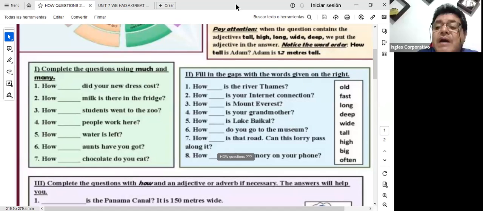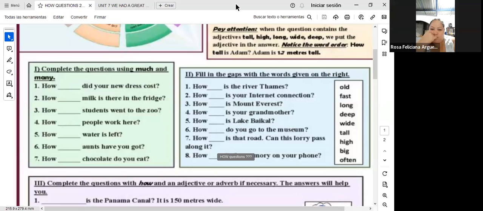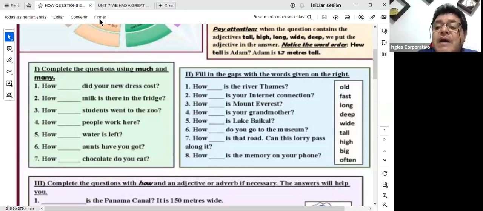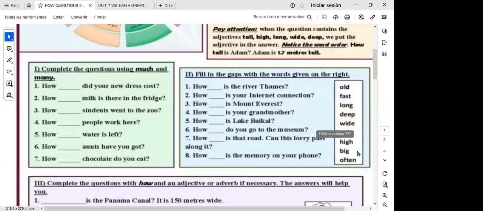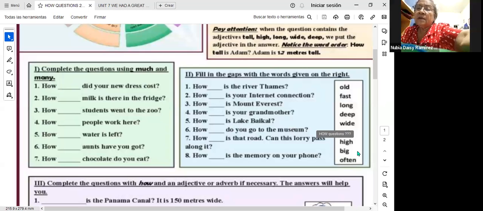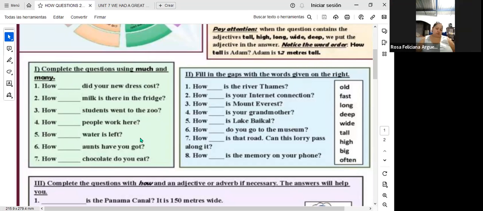Number eight: the memory of your cell phone. And what is in here? 100 gigas. How big is the memory? How big is the memory on your phone? Okay, good. See? How big is yours now?